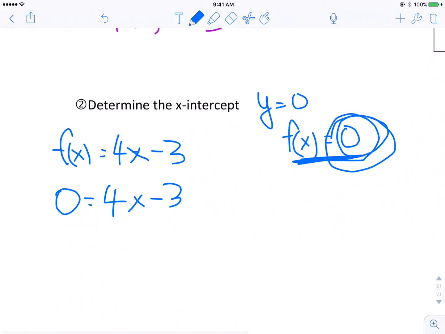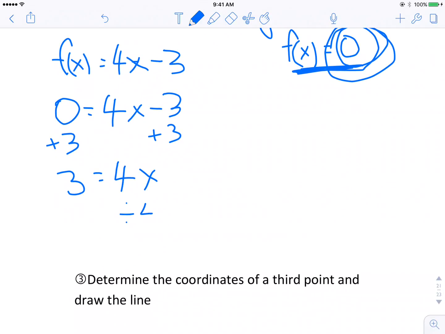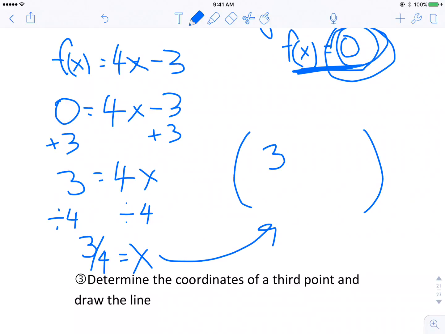How do I solve for x? Well, I'm going to add 3 to both sides. That gives me 3 is equal to 4x. And then I'm going to divide by 4. Dividing by 4, I get 3 over 4 is equal to x. So my coordinate point for my x-intercept is 3 over 4, comma, 0.